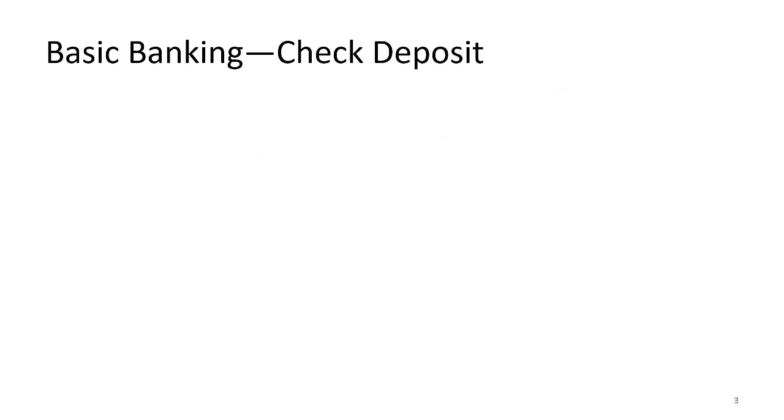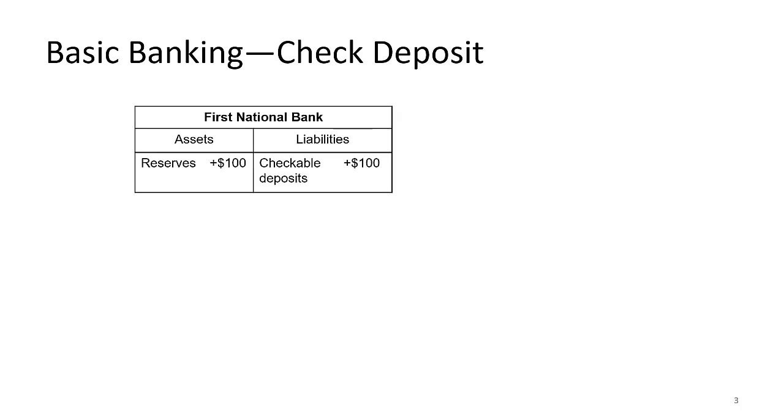Now let's talk about how check deposits work. Mind you, checks are written from one bank to another bank. So we'll talk about two different banks here. We'll start with the First National Bank, and suppose somebody deposited a $100 check, which becomes a liability for the bank because the bank now owes that money to the person who deposited the check. But at the same time, it increases their reserves by $100.